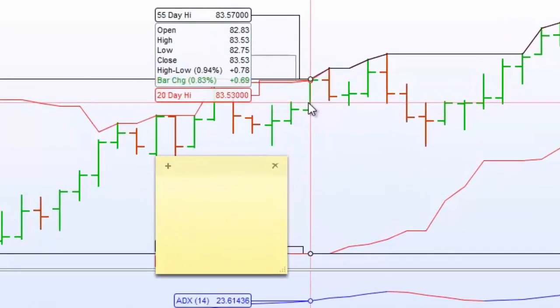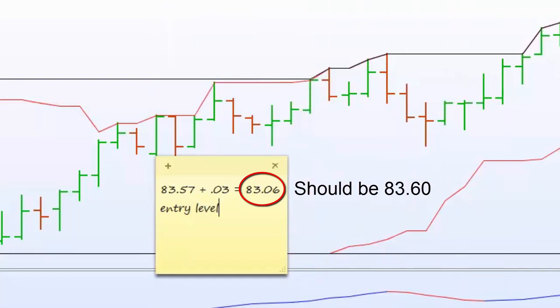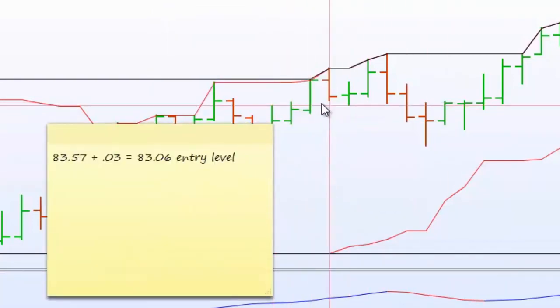Now we said the 55-day high is 83.57. So we'll put in 83.57 plus our cushion, right, which is 3 pips, and 83.06 is our entry. So that's our entry level.